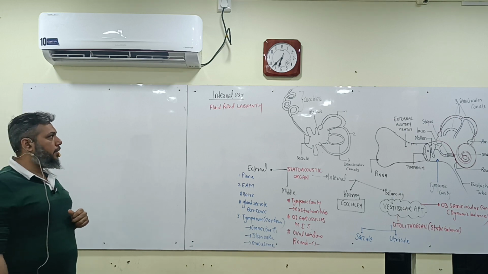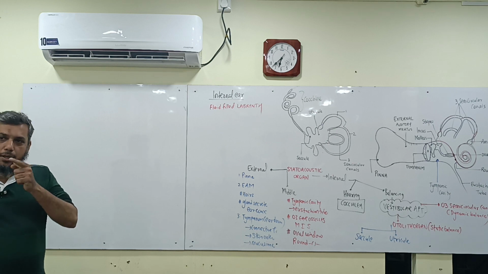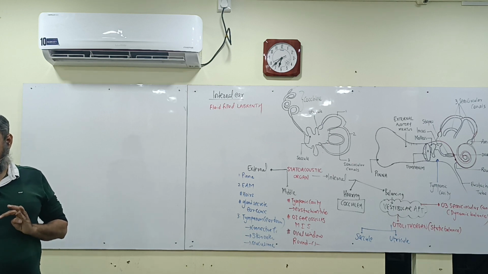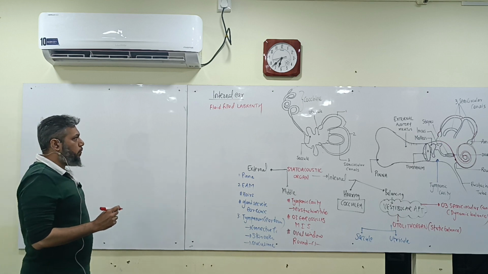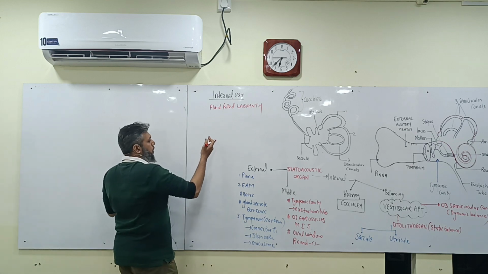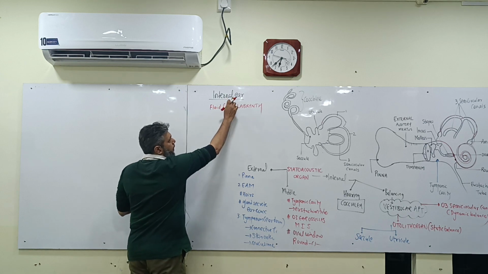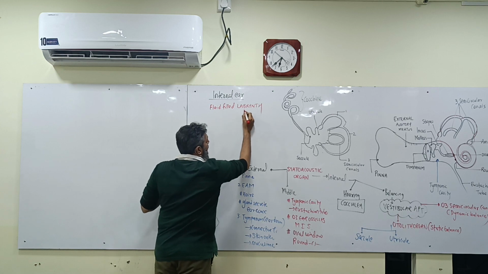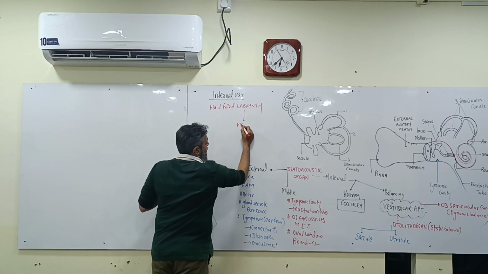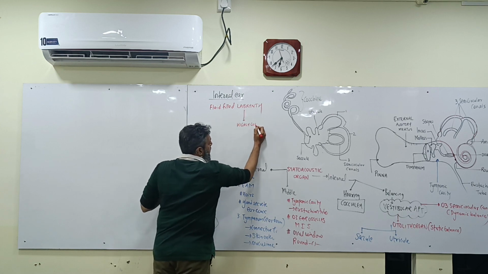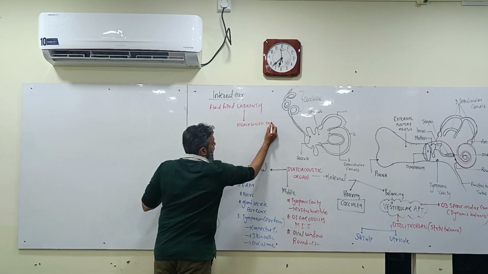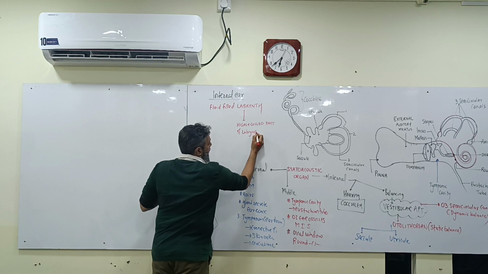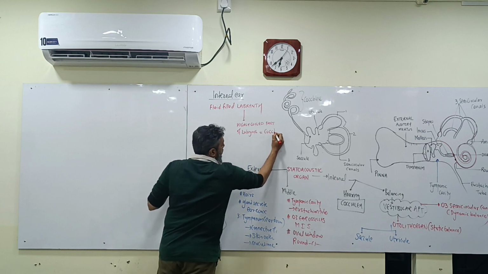And then it says that the highly coiled part of the bhul bhulaiya is called cochlea. So what does the NCERT say? The internal ear is a fluid-filled labyrinth, and it says that the highly coiled part of the labyrinth is called as the cochlea.